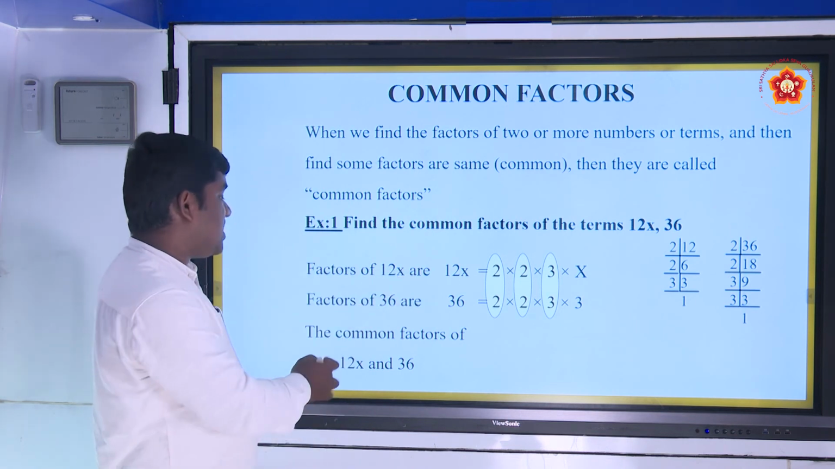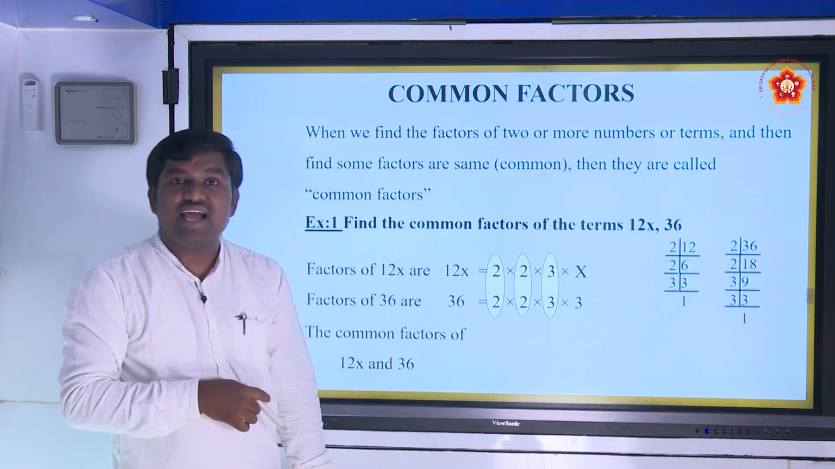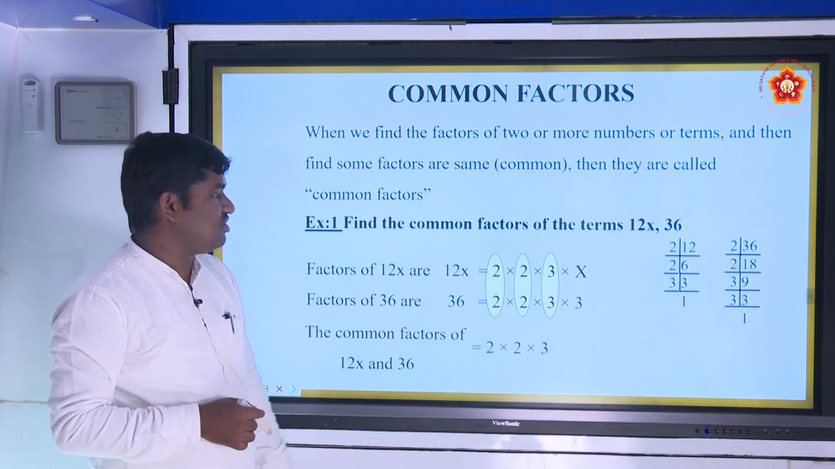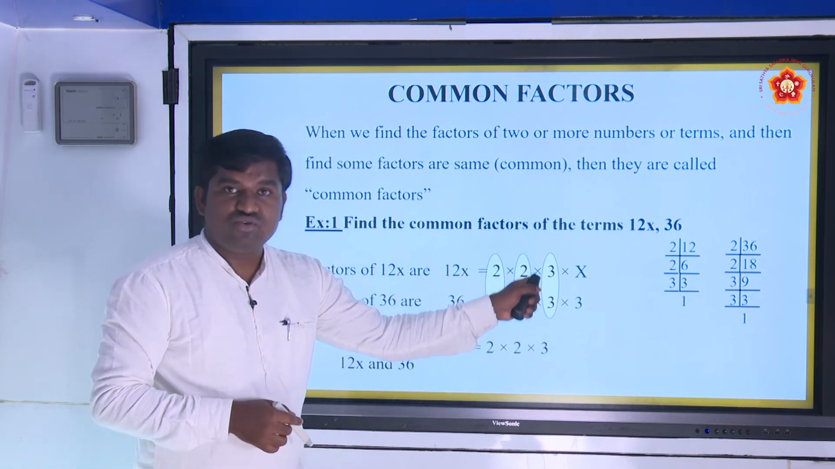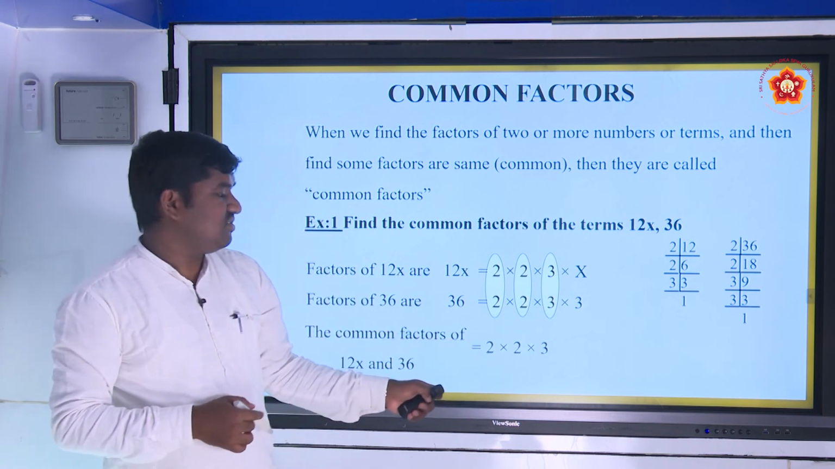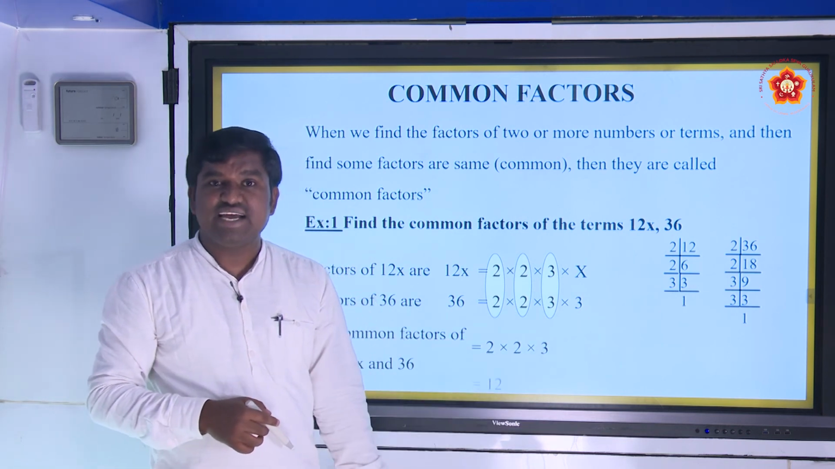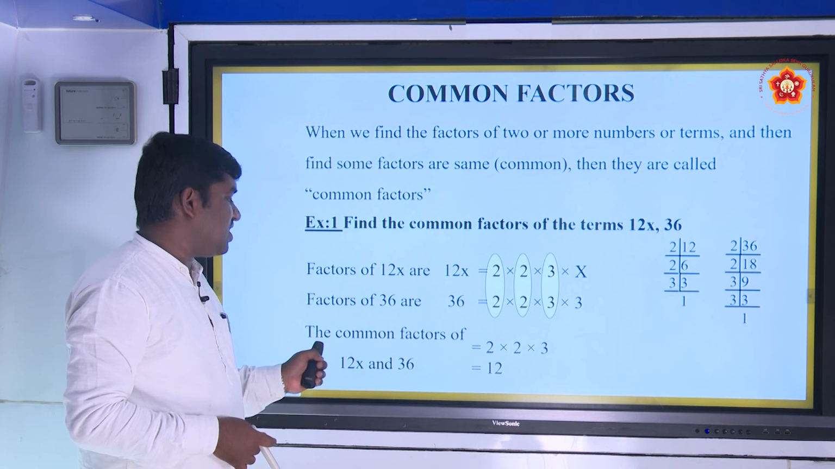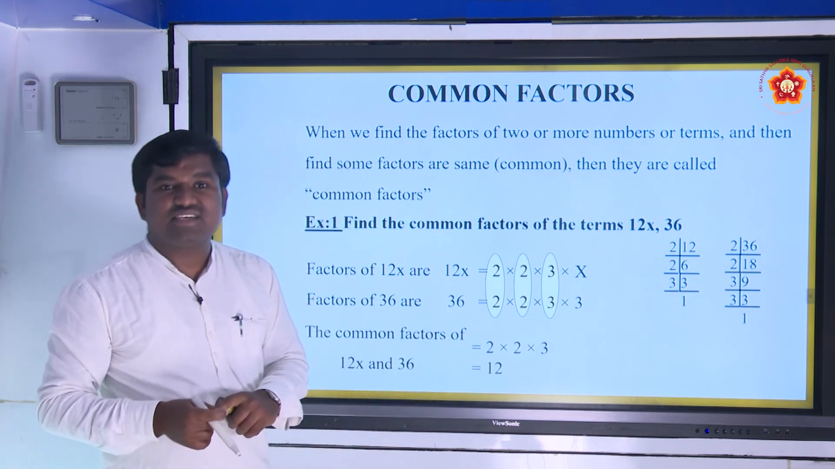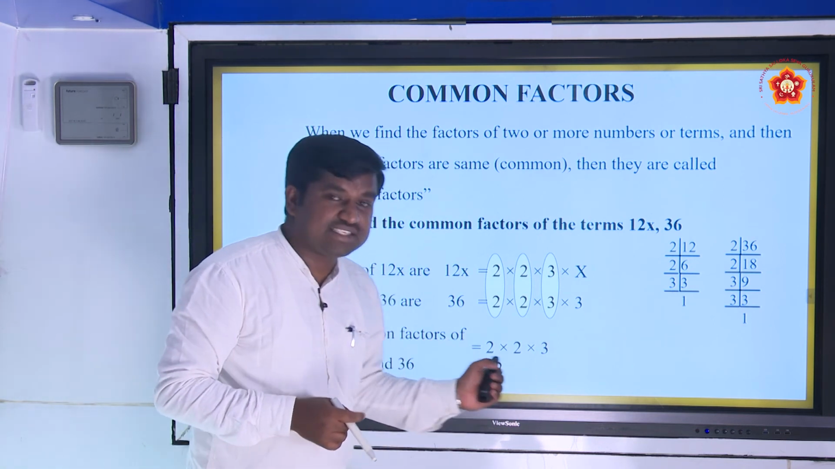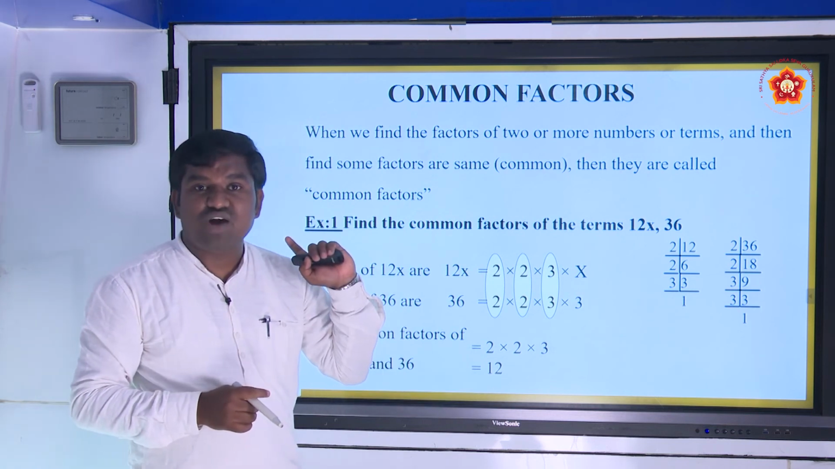So the common factors of 12x and 36 is equal to 2 into 2 into 3, that is equal to 2 twos are 4, 4 threes are 12. So the common factor of 12x and 36 is equal to 12.